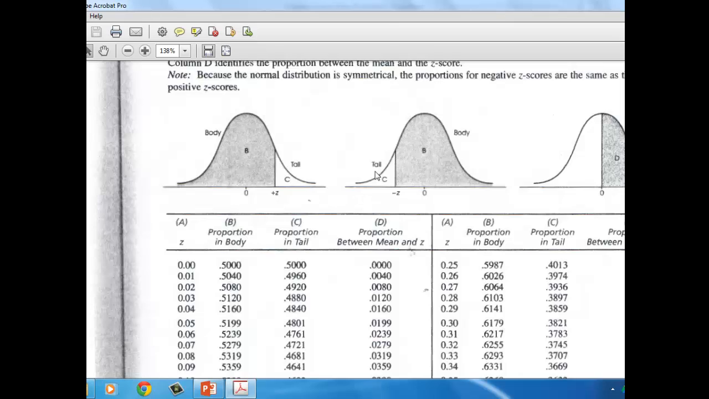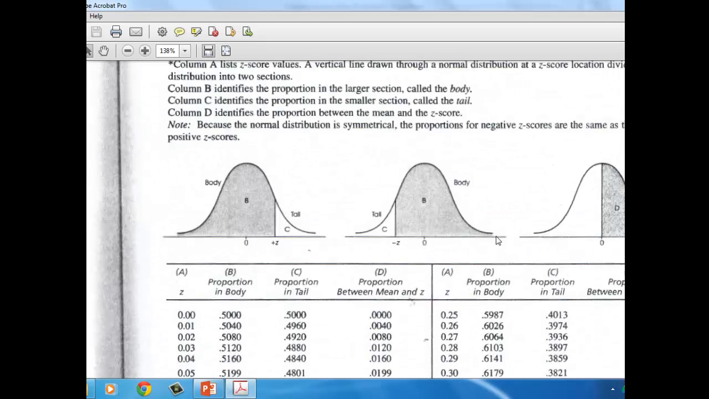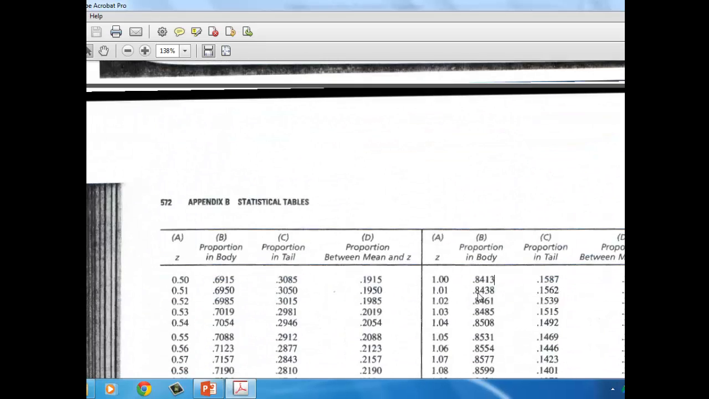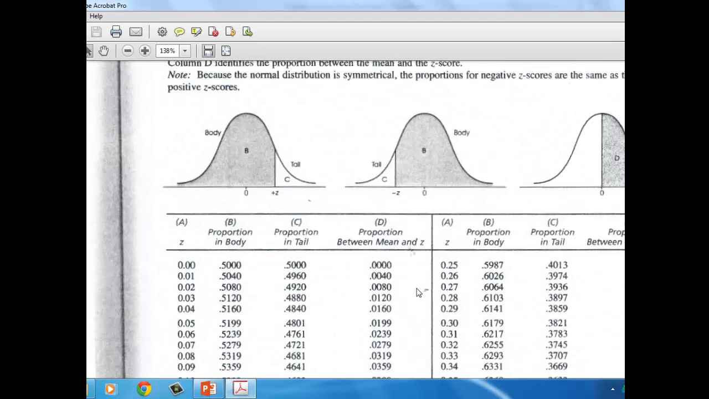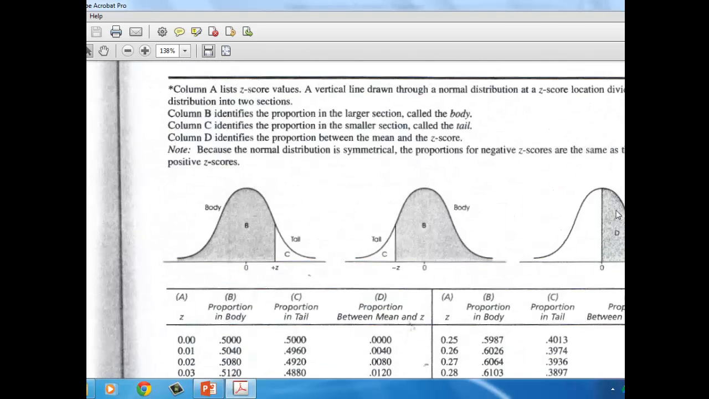So if you shaded that in, you would see it's the smaller portion of the graph. And remember, I said there's no negatives in the table. So if you're looking for less than negative 1, you would still look for 1, z-score, and then proportion in the tail. Greater than negative 1 would be a body. You would just find 1, proportion in the body. Now, if you were looking for the proportion of scores that had a z-score between 0 and 1, or between the mean and a z-score of 1, you would find the z-score of 1, look for proportion between mean and z, 0.3413, and that would be the probability of randomly selecting a score between the mean and a score with a z-score of 1.